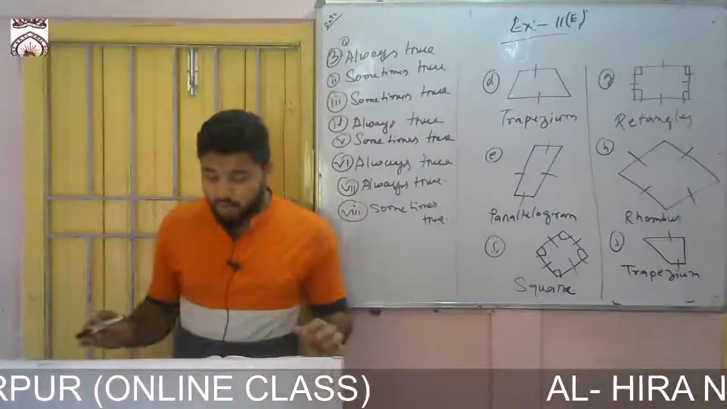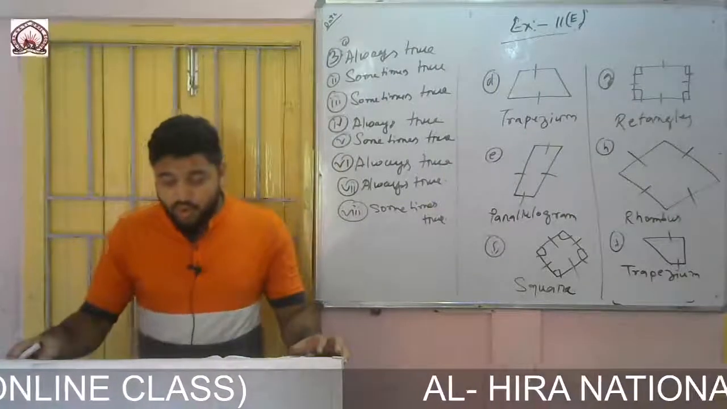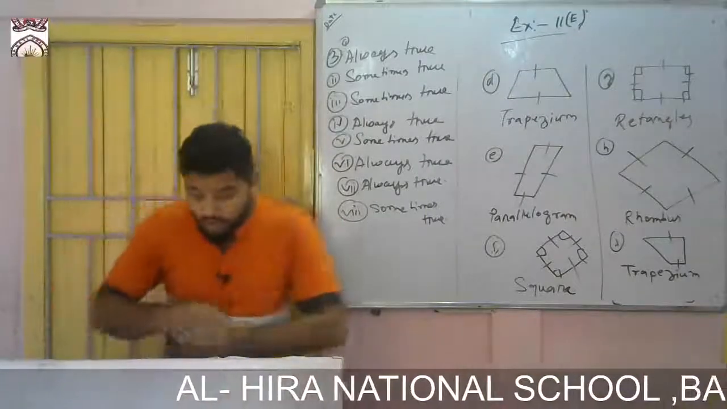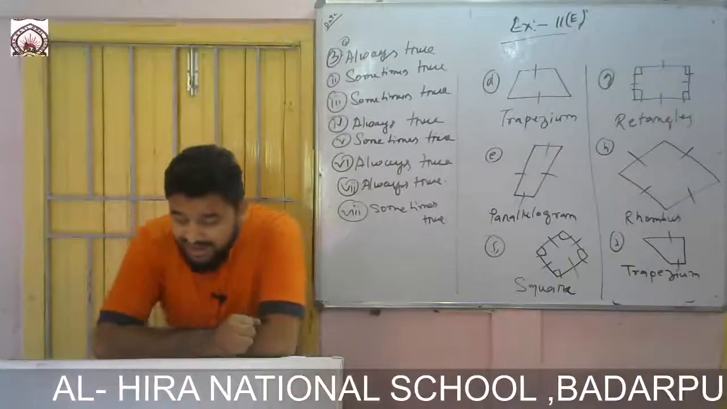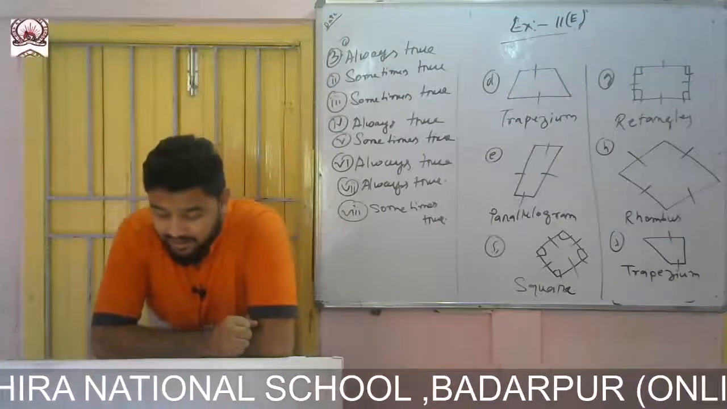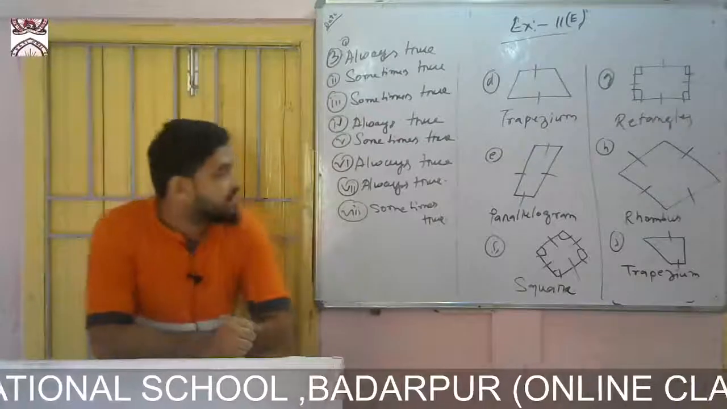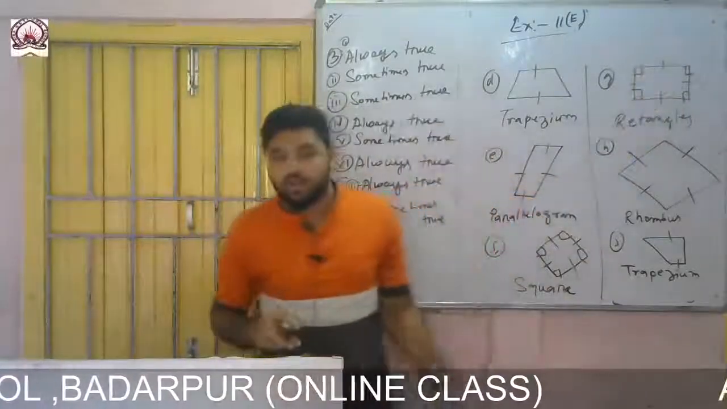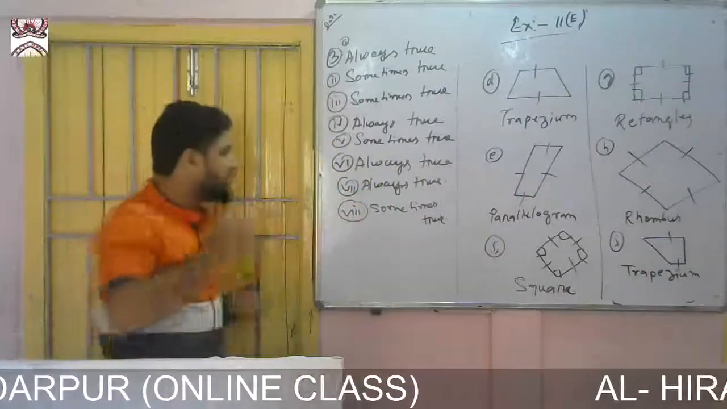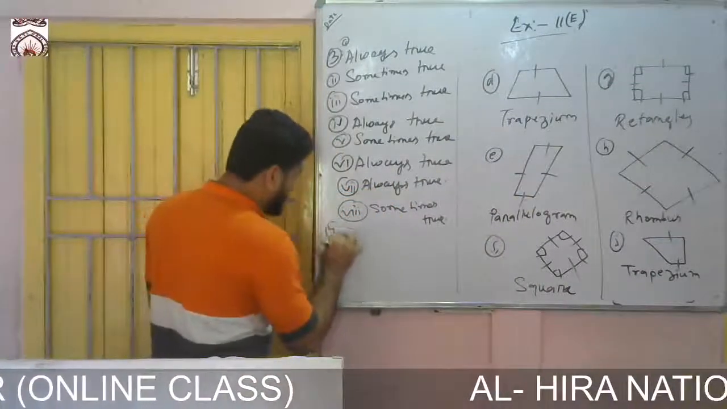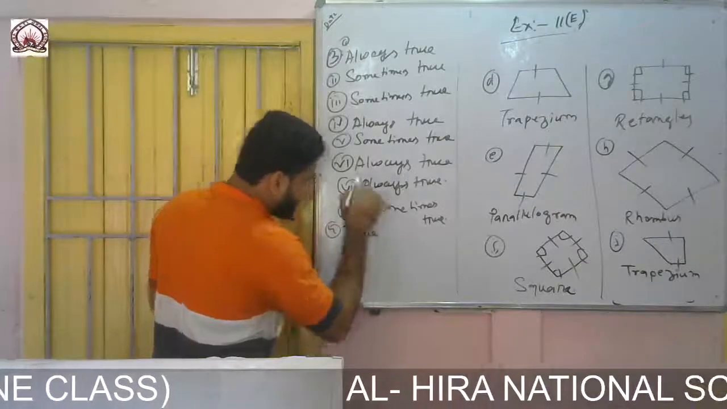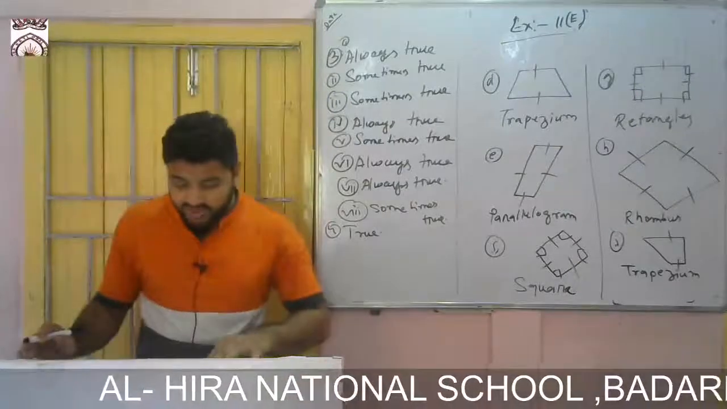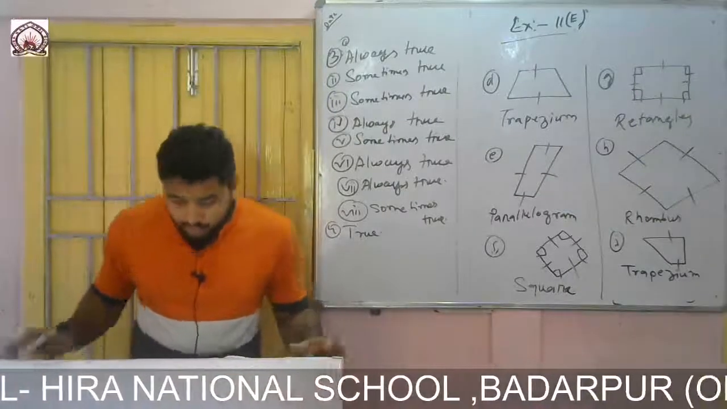Now come to question number 4. Answer true or false. So what you need to answer? True or false. Question number 4, each angle of a rectangle is a right angle. Yes, in a rectangle each angle is 90 degree, so it is a right angle. So it is true. Question number 4 is true.